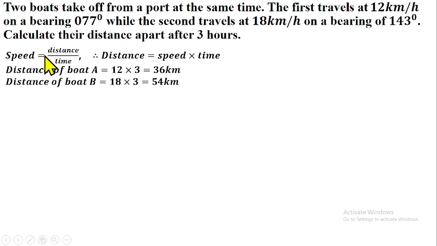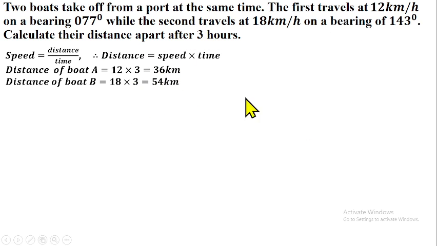Our aim is to find distance. So we are given the speed, and we are given the time for each of the boats. If you cross multiply, we have distance equals speed times time. Therefore, the distance boat A will cover will be the speed of boat A, which is 12 km/h, times the time, which is 3. That gives us 36 km.